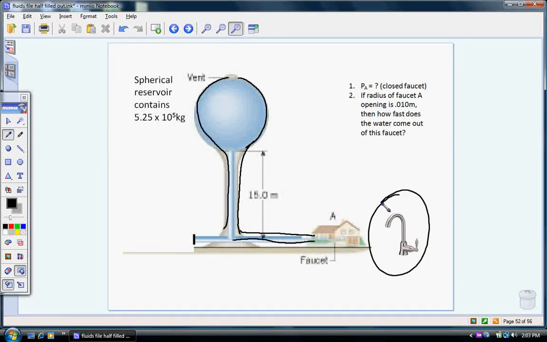Now, they tell you here that the height to the base of this big tank is 15 meters. And they tell you that this big reservoir up here of water contains 5.25 times 10 to the 5th kilograms of water.